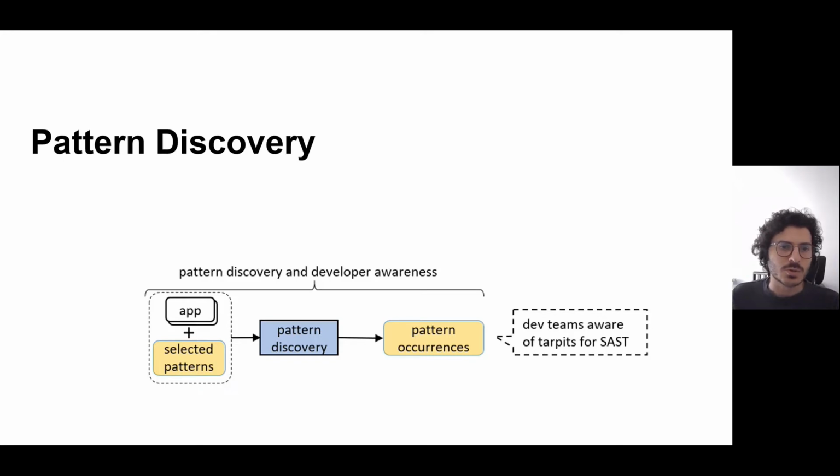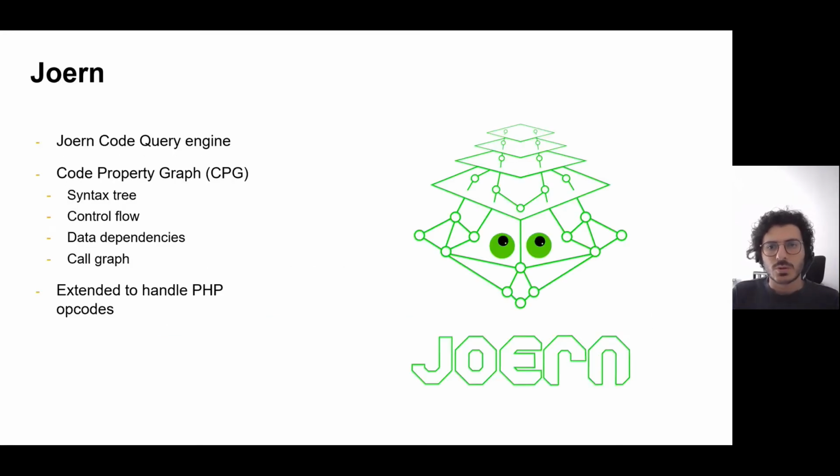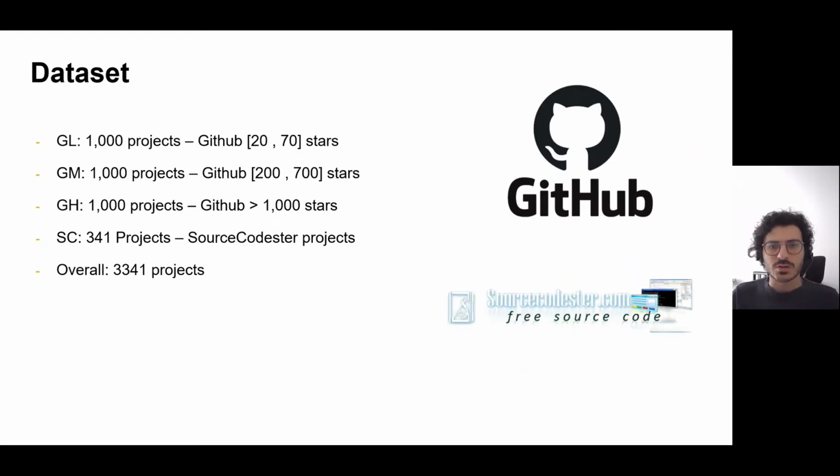And for that, we used Yarn, which is the code query engine that uses the code property graph. And also, we cloned projects from GitHub to build the dataset. To be as diverse as we can, we chose depending on the number of stars, the popularity of the project. So we created 3 sets: not popular, medium popular, and high popular. And there is also the Source Codister website, which offers open source projects for the community. They have 340 projects that we also added to our dataset.